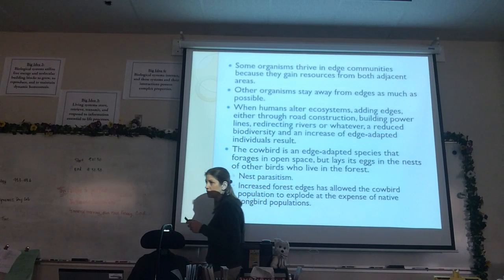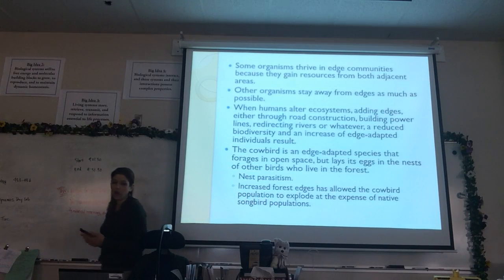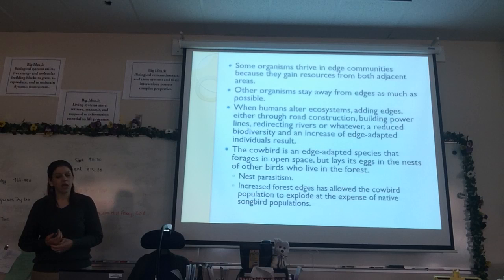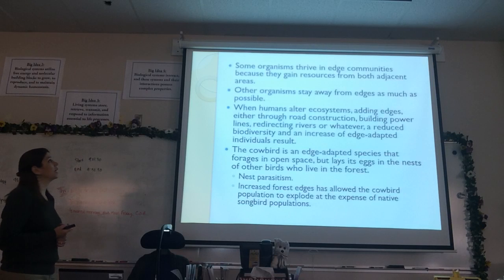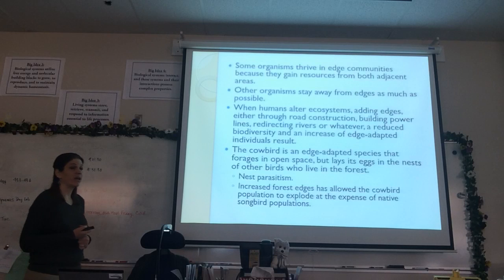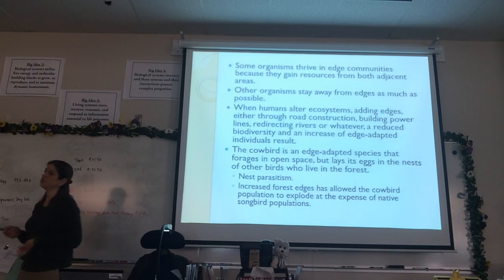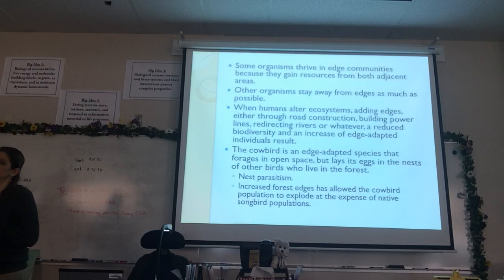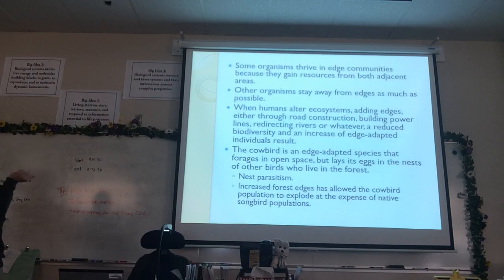It turns out that there are some organisms that actually thrive in these edge communities, because they gain resources from both adjacent areas. We call them edge-adapted species. These are the organisms that live on those edges but get resources from both sides. But then there are other organisms that stay away from edges as much as possible.